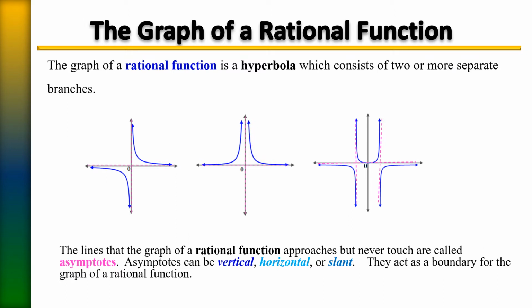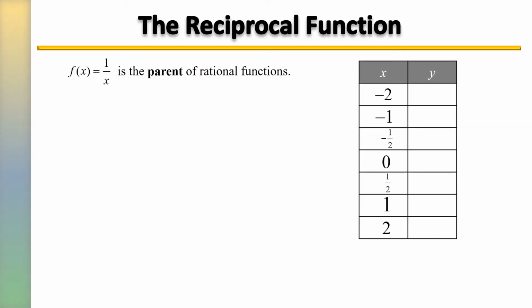Now these asymptotes can be vertical, horizontal, or slant, which we also call oblique. They simply act as a boundary for the graph of a rational function. Okay, so here we have the reciprocal function, f(x) = 1/x, which is the basic, or the parent, of rational functions.